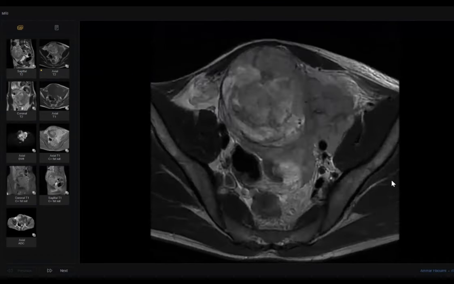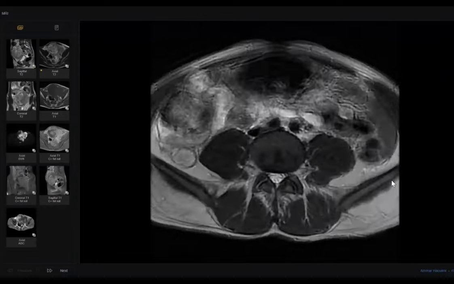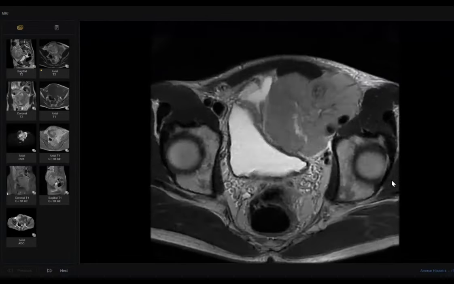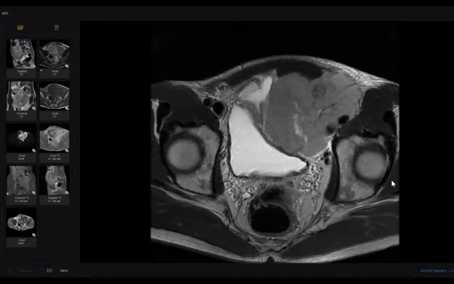What is your next step? I will convey the findings to the referring physician and advise biopsy and workup for the tumor and referral to oncology MDT.